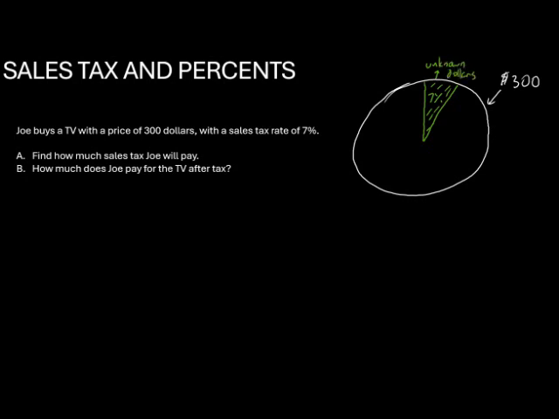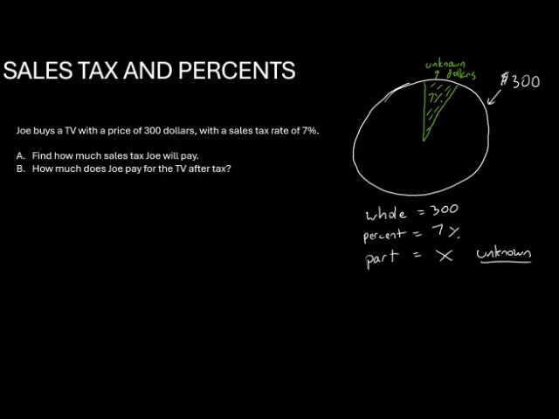Based on this picture, we can see that we know the whole is 300. Let's write down that we have a whole of 300, and write down that we have a percent of 7%. Therefore, the only piece of the puzzle we don't know is the part, because that is an unknown number of dollars. Therefore, we call the part X because it's unknown.